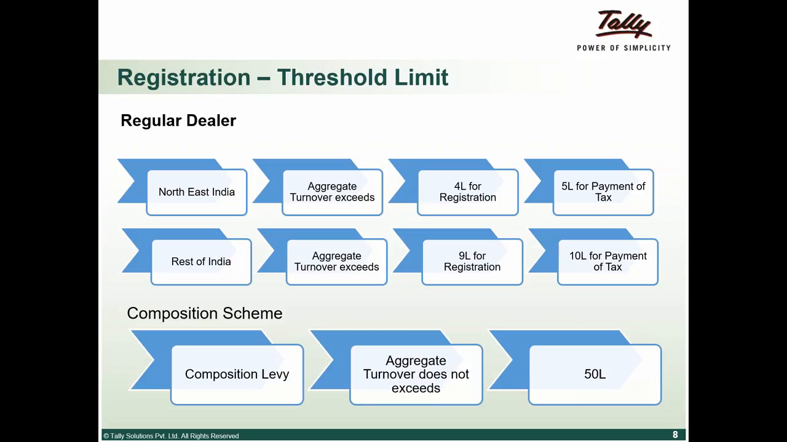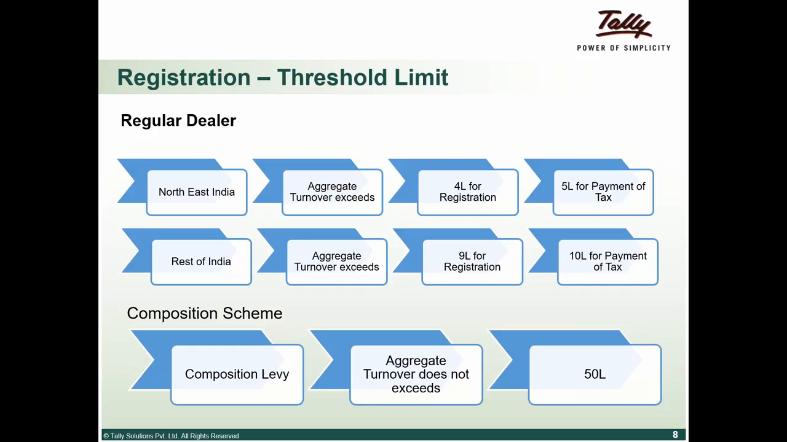So what is the criteria? The aggregate turnover should not exceed 10 lakh rupees. Now, we have said that the change is going to be, instead of 5 lakh, 10 lakh, and instead of 10 lakh, 20 lakhs. Let's take a dealer in the rest of India whose aggregate turnover is exceeding 20 lakhs. So now he has to register.